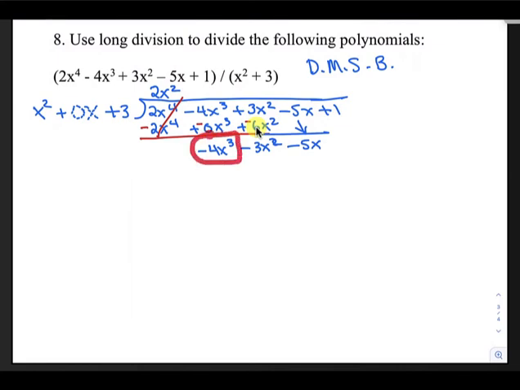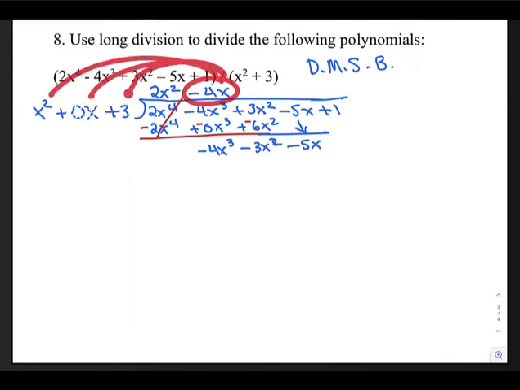So we're going to divide negative 4x to the 3rd by x squared. The result is going to be negative 4x. All right, now we're going to multiply this negative 4x times the entire divisor. So negative 4x times x squared is negative 4x cubed. Negative 4x times 0x is 0x squared. And then negative 4x times 3 is negative 12x.